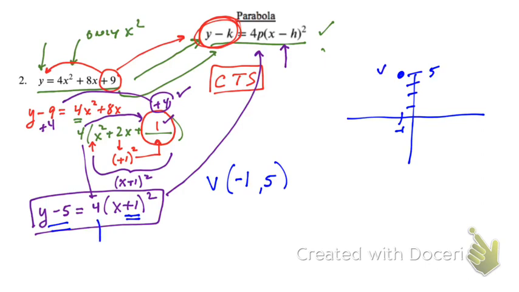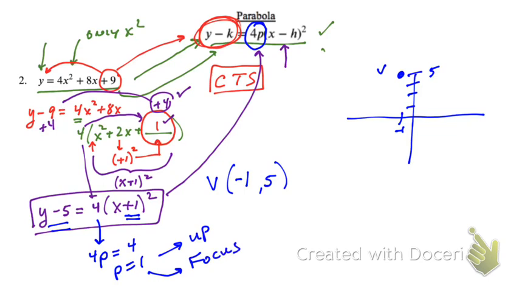Well, the p-value would tell me. And how do I find my p-value? I take this, whatever number's here, happens to be a 4, and I set 4p equal to 4, because that's what's sitting in my equation up there in front of that set of parentheses. So p equals 1. So this is telling you two things. Since it's positive, it's telling you it opens up. It's also telling you how far away the focus is.